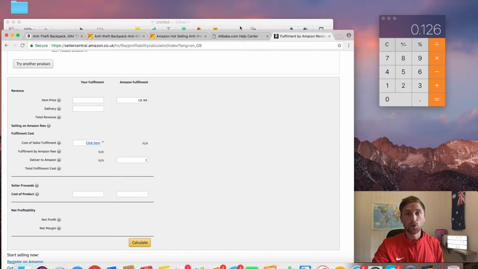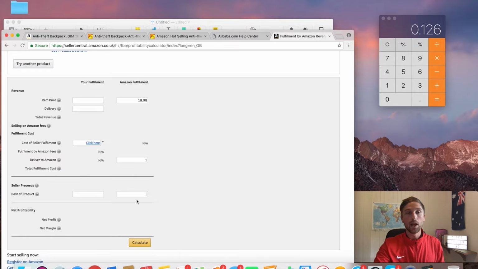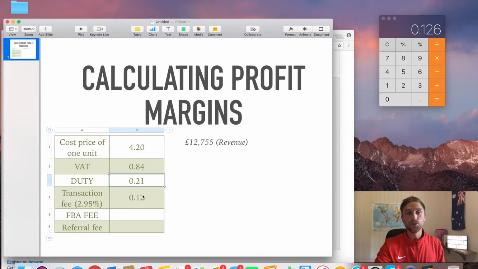So cost of the product, how much does it cost you to source it? We know that. That is £4.20. But a lot of people will make the mistake here of putting in their cost of the product as £4.20, right? And not factoring in the VAT, duty, and transaction fee. Those are important figures, okay? It equates to over £1. We need to include that in our calculation somewhere. So let's include it now.